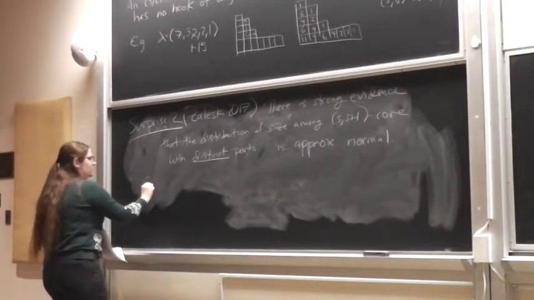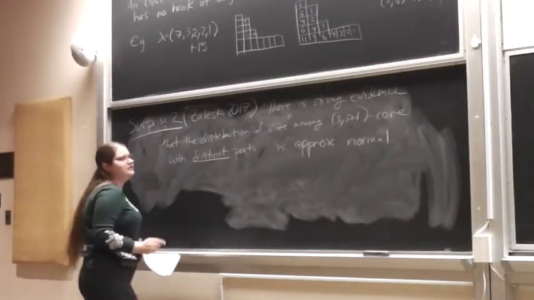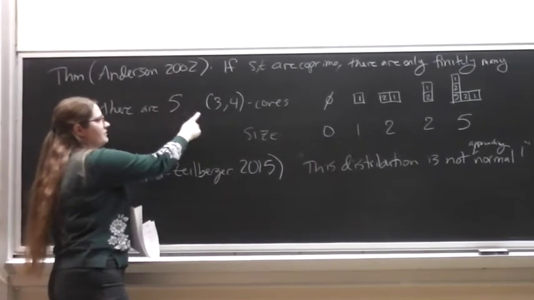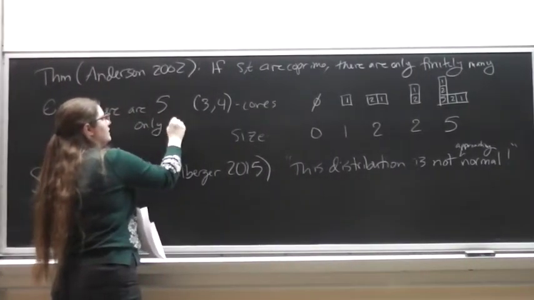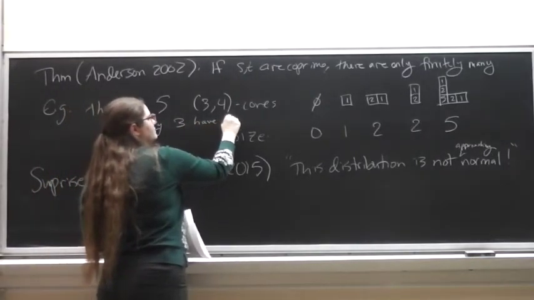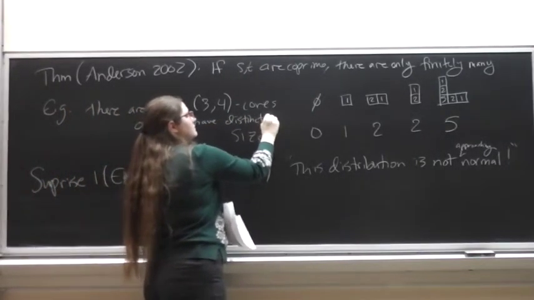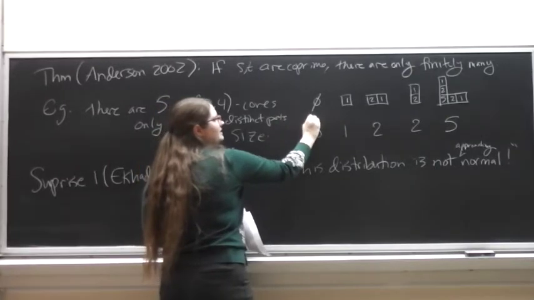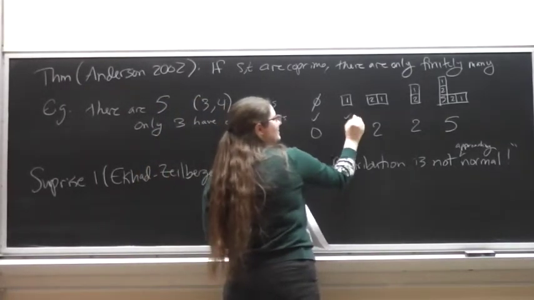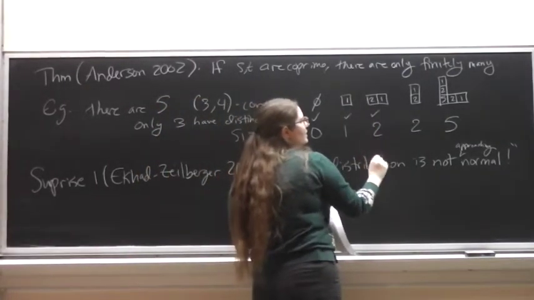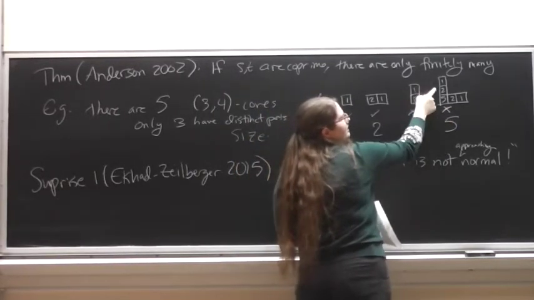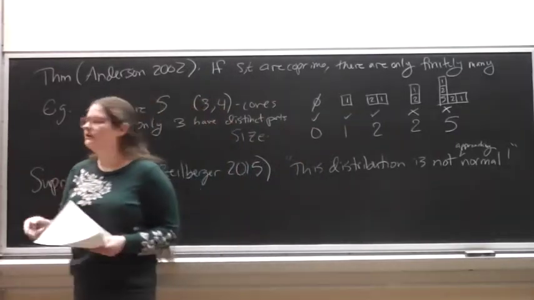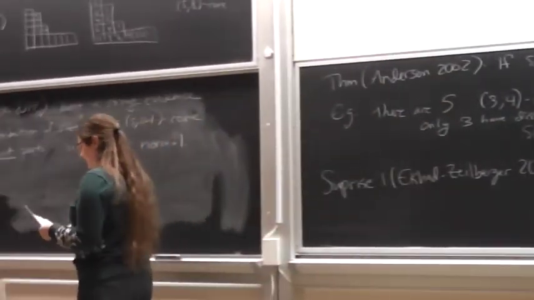So just for that quick example, maybe I'll just do it underneath here. If we're looking at these 5, 3, 4 cores, right, only 3 have distinct parts. Namely, this one with no part, this one and this one with a single part, but not these two, because they both have the part 1 repeated. They both have 2 rows of length 1, so that's not okay. So that's the distribution we're talking about.